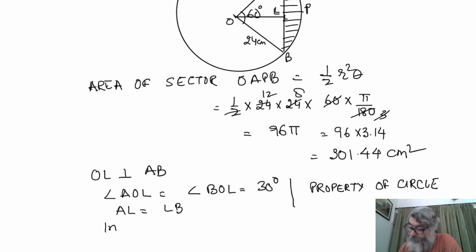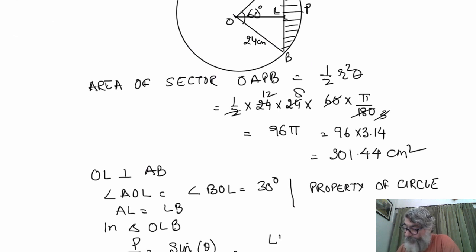In triangle OLB, perpendicular upon hypotenuse is always sine of angle theta. Perpendicular is LB, hypotenuse is 24, which is equal to sine of 30 degrees. So LB will be 24 into sine 30, that is 1 upon 2, and it will come out to be 12. So LB is 12 centimeter.